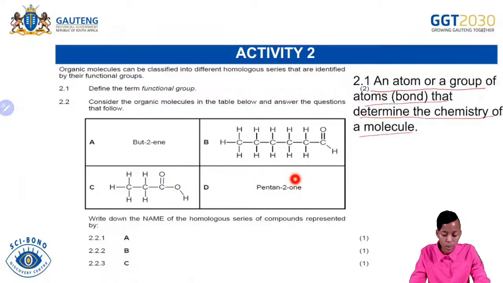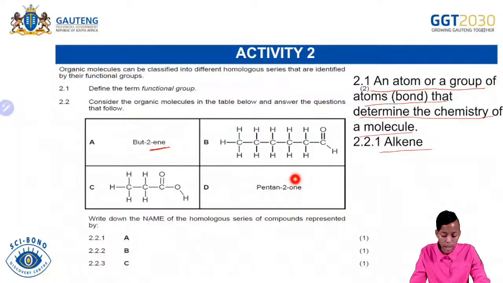2.2, consider the organic molecules in the table below and answer the questions that follow. Write down the name of the homologous series of compounds represented by A. Again, remember this one, it ends with the "ene." So remember, we have alkane, alkene, and then alkyne. So alkene, this is your double bond. Alkene is double bond, and that would be an alkene.